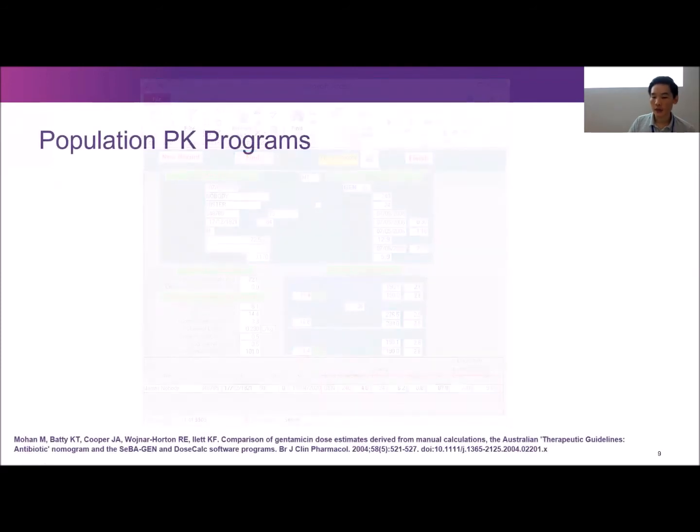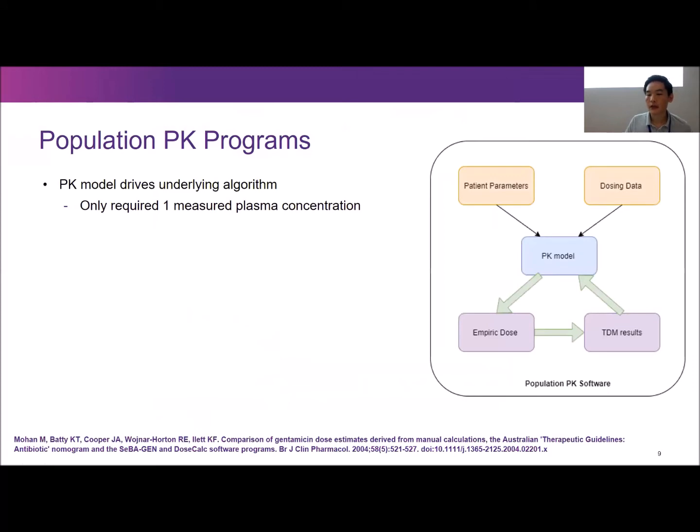Now, the next program that's probably a little bit more advanced than linear regression-based programs is something called a population PK program. So it's very similar to Aladdin, but instead of relying on linear regression or mathematical techniques to determine your exposure profile, it actually uses a pharmacokinetic model. So if I draw your attention to the right-hand diagram here, think of this as your actual population PK software.